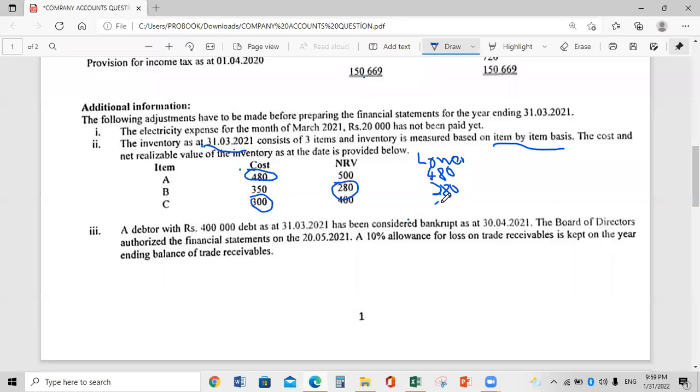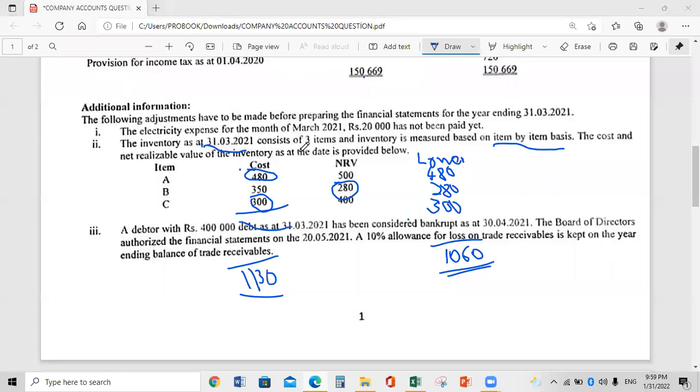So the lower one, how much is the total of the lower one? Can you all tell me how much you get? 1,060. So the lower one total is 1,060. Okay, how much is the total of the cost? 1,130. Cost is 1,130. Listen carefully how we record this.